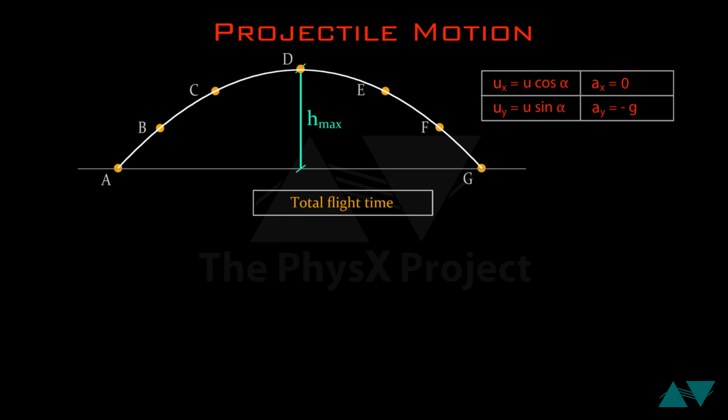Now let's derive the equation for total flight time. Total flight time is the time from launch to landing, the time it takes for the whole journey through the air. We will approach it from two different perspectives. Let's start with approach 1.